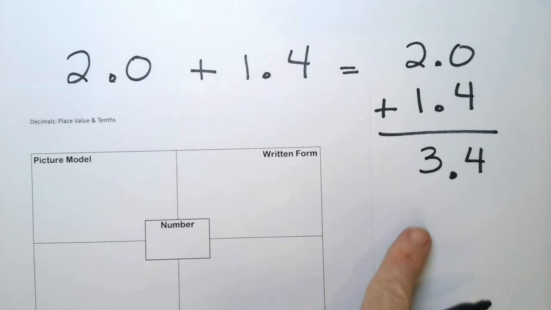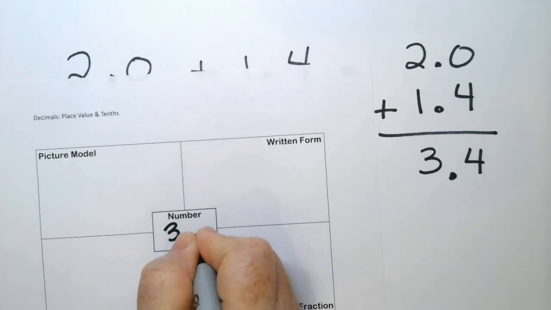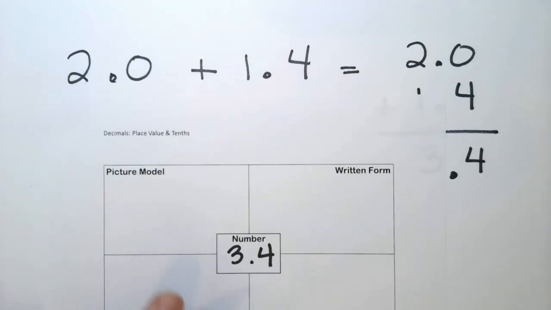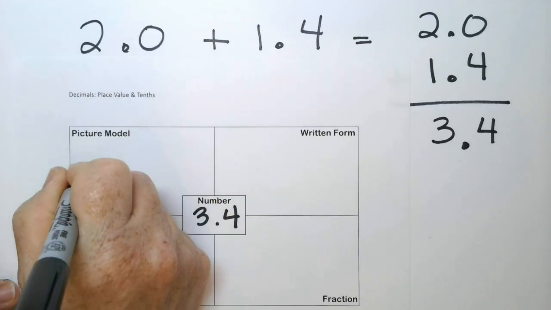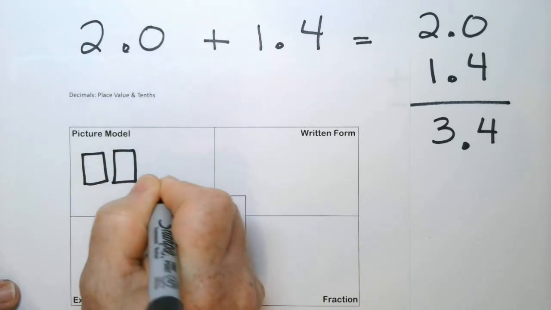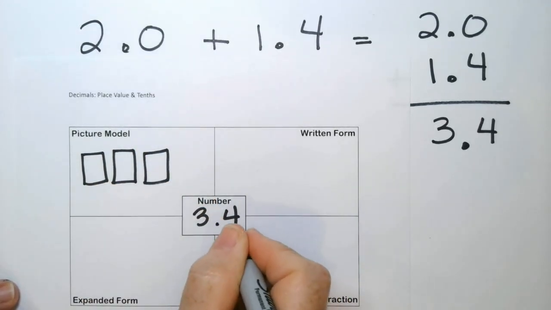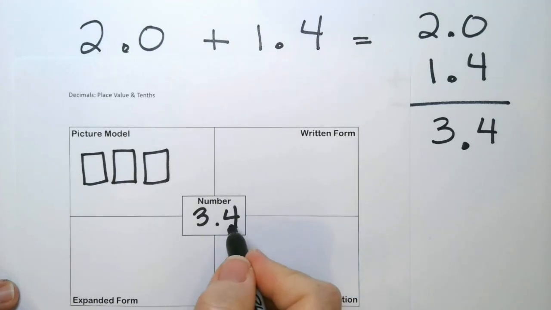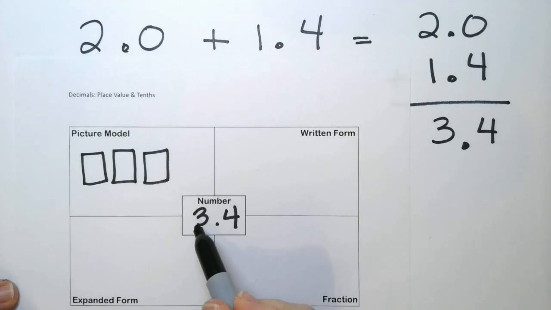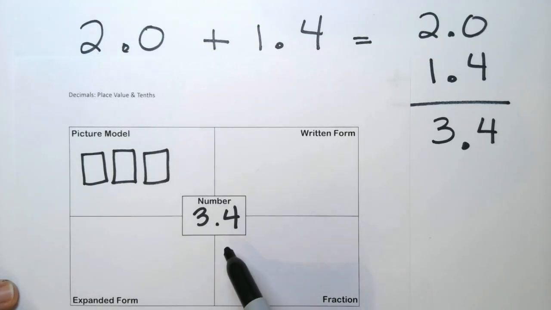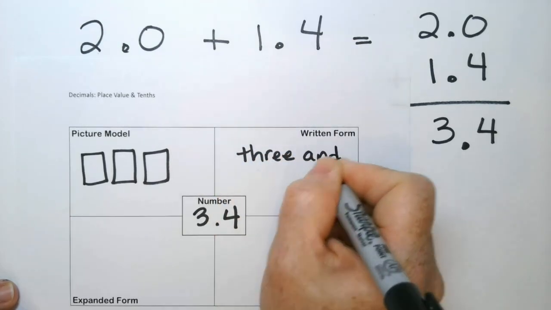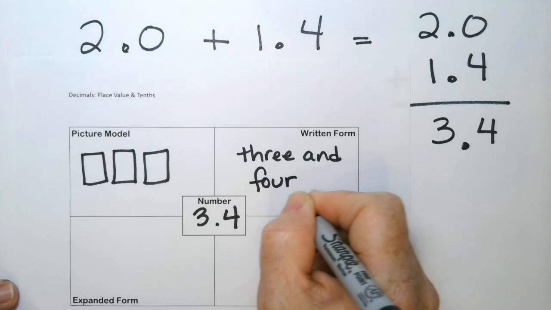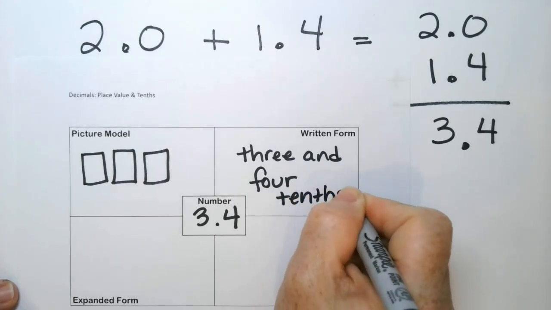Okay, so what we're going to do is put this number where it says number, 3.4. You're going to draw me what 3.4 looks like. So I know I'm going to have 3 boxes of something and then 0.4. I may not realize what 0.4 looks like yet, but if I say the number out loud, it's 3 and 4 tenths. That's what you put here.